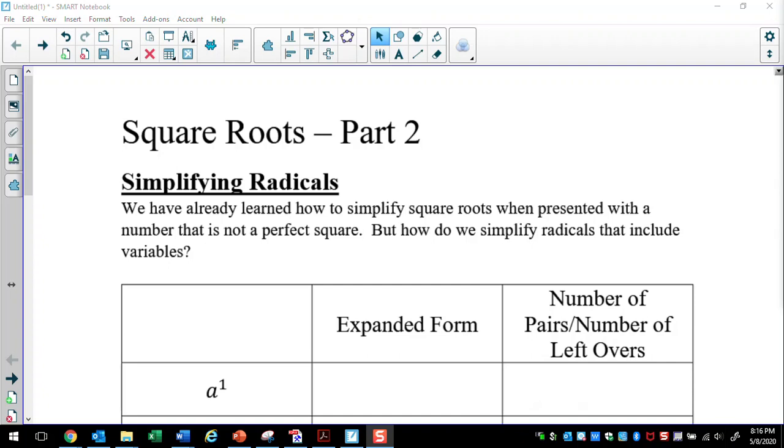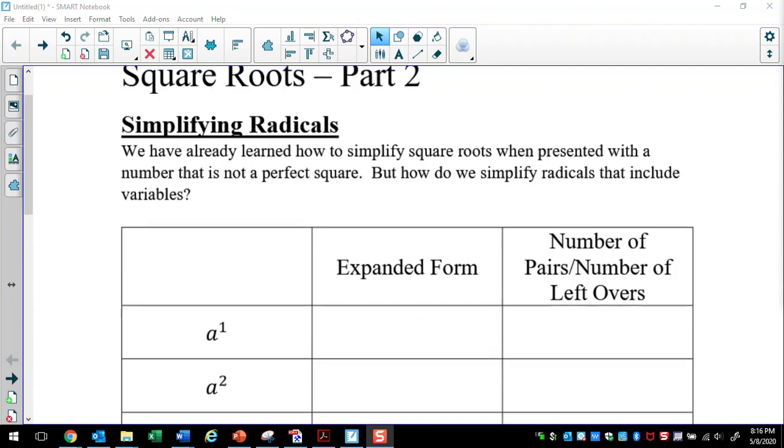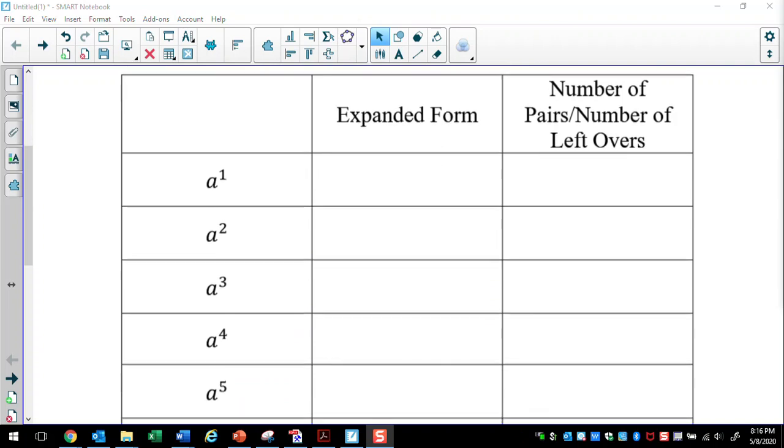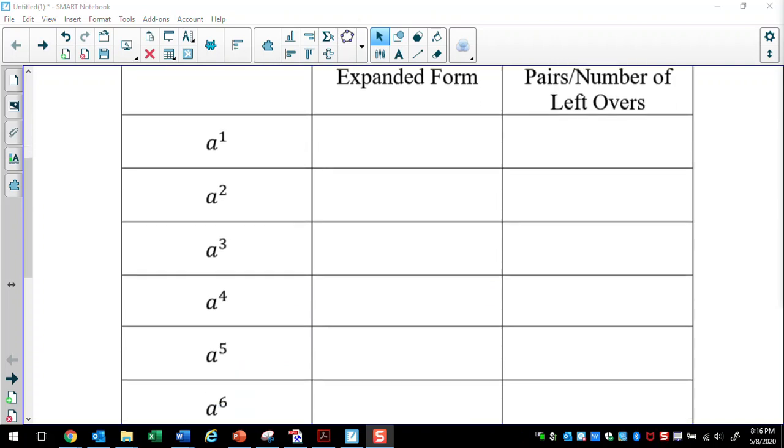Hi everyone, we're going to start talking a little bit more about simplifying radicals. And again, sticking with the square roots. We're going to go into dealing with variables today, and we're also going to go into dealing with operations with square roots. Alright, so first let's look at the expanded form.